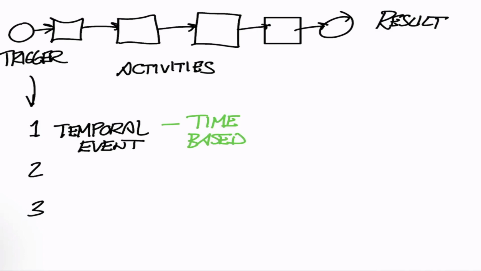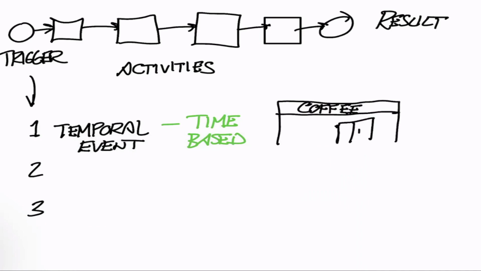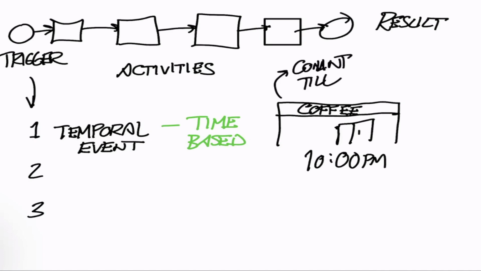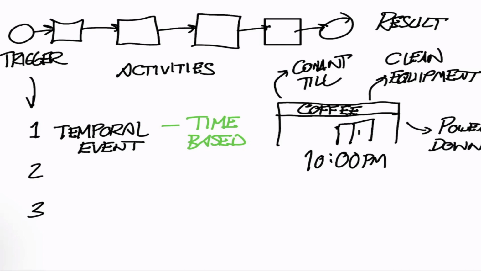Let's take, for example, a coffee shop, and a time base could be that it's 10 p.m. and my coffee shop stops service at 10 p.m. There are some things that are going to happen. We may need to count our money at the till, clean equipment, power down stuff. So 10 p.m. hits, and we just have to run through our shutdown checklist.